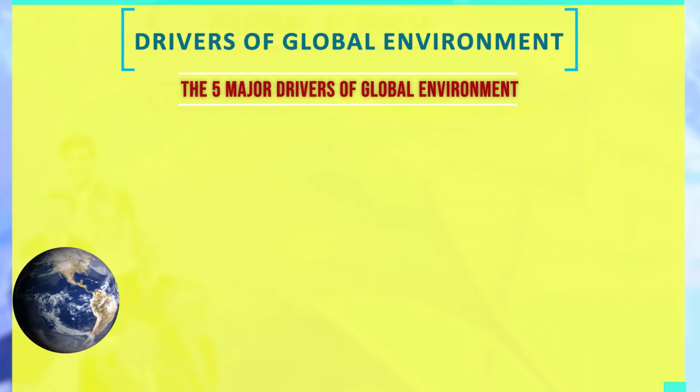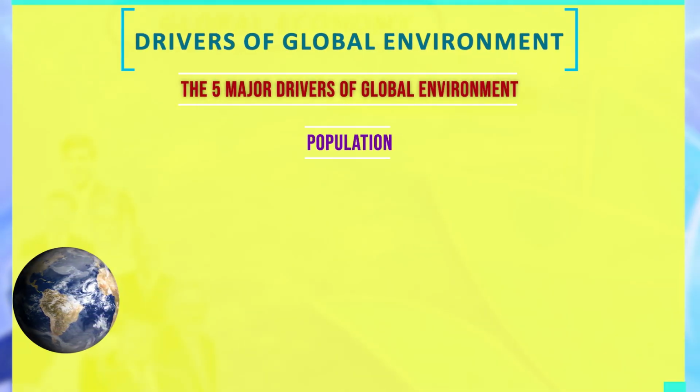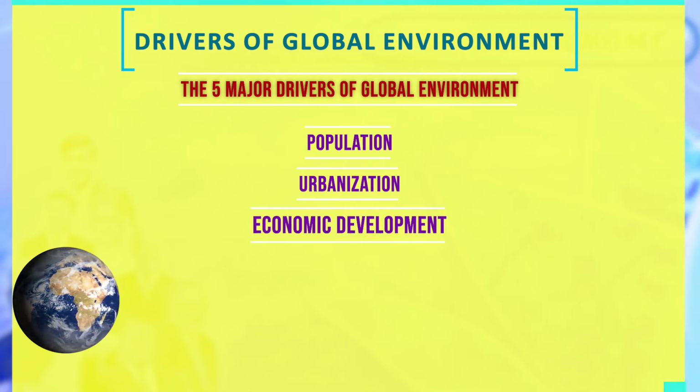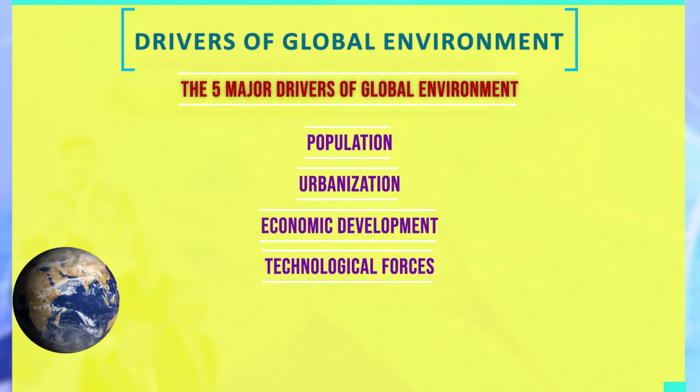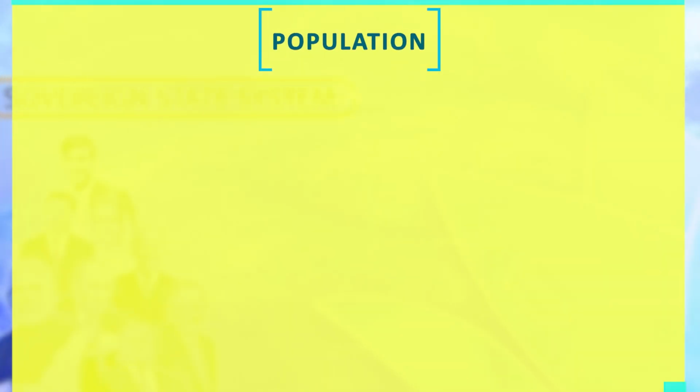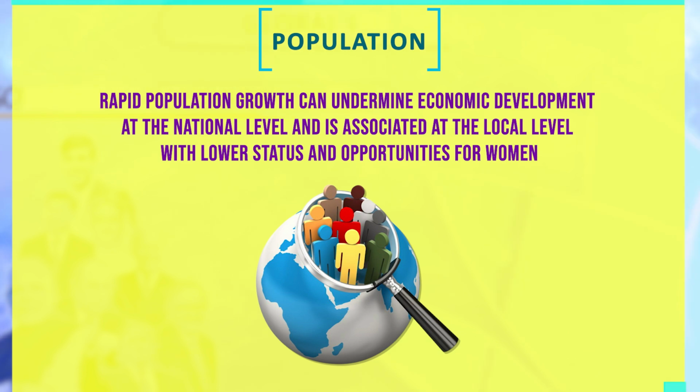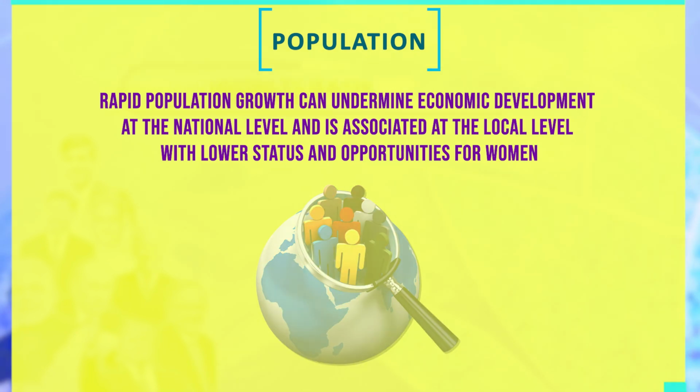The 5 major drivers of global environment: population, urbanization, economic development, technological forces, and climate change. Population. If other things remain equal, more people will mean a proportionally higher pressure on environment. Rapid population growth can undermine economic development at the national level and is associated at the local level with lower status and opportunities for women.